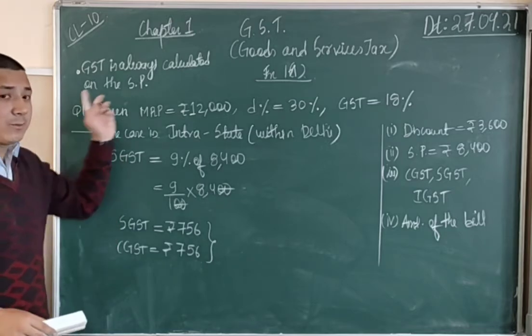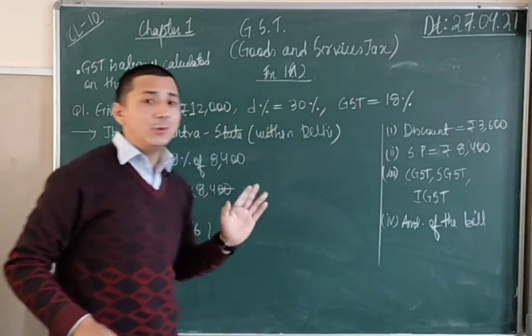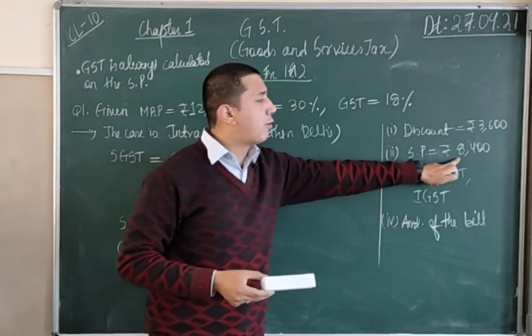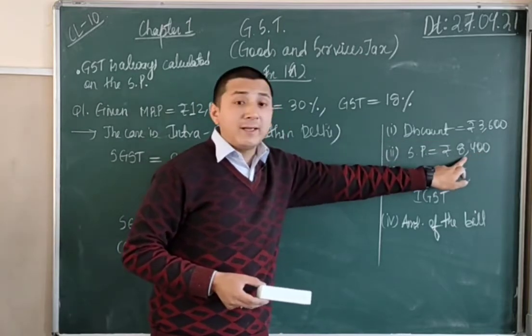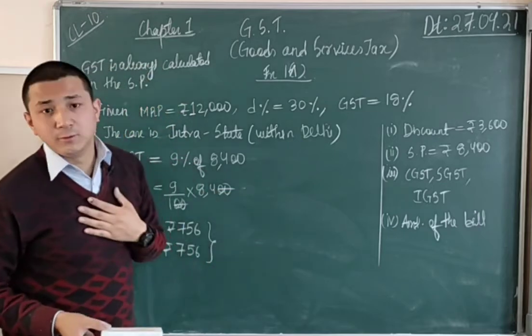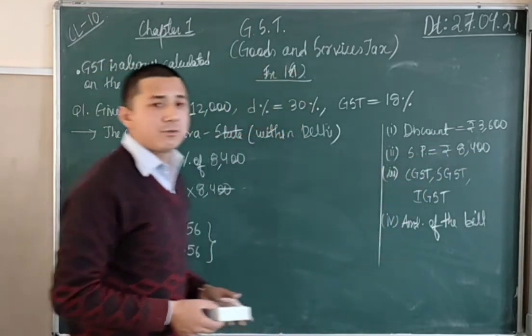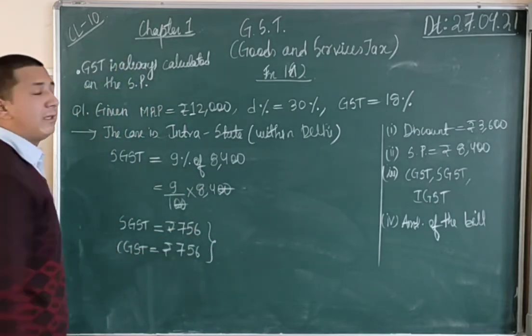The selling price for the dealer will be how much? 8,400. He'll sell you at 8,400. So we are buying at 8,400. This was the discount, okay, and this was my cost price. So when I have to pay, GST will be in this price, 8,400. That is this. So this you are paying to state, and this you are paying to central.